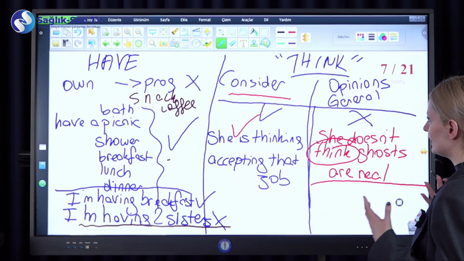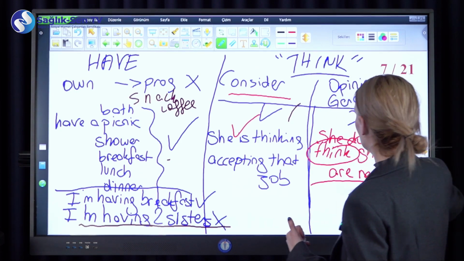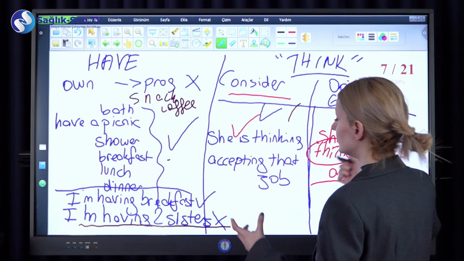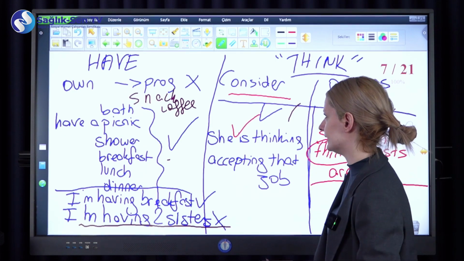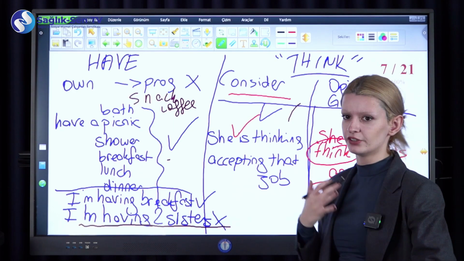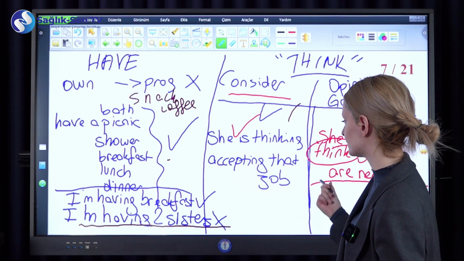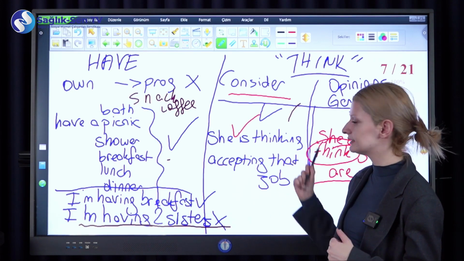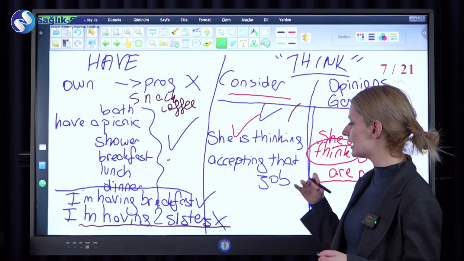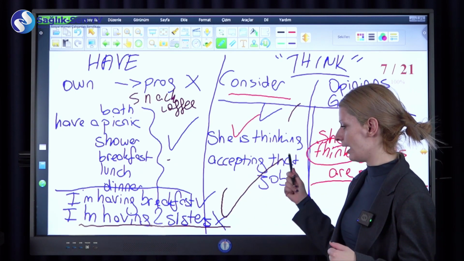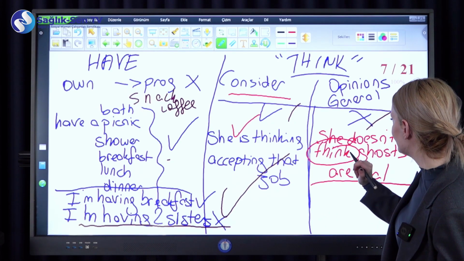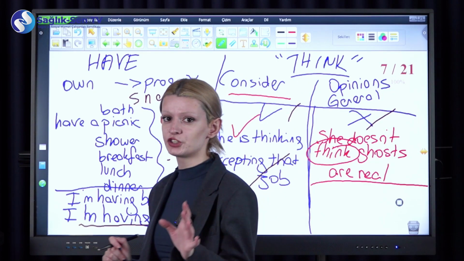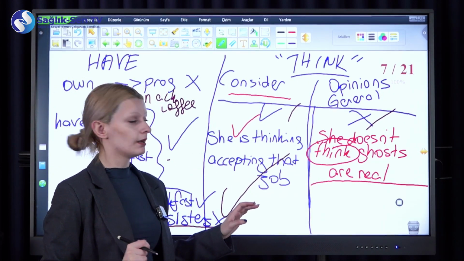And also, when it comes to think, we have two options. It can mean consider or expressing an opinion, a general opinion. When it means considering something, we can use present progressive. She's thinking of accepting that job. You can also put consider here. She's considering accepting that job. It is correct. But we cannot say she isn't thinking going abroad, because it is a general opinion about something.